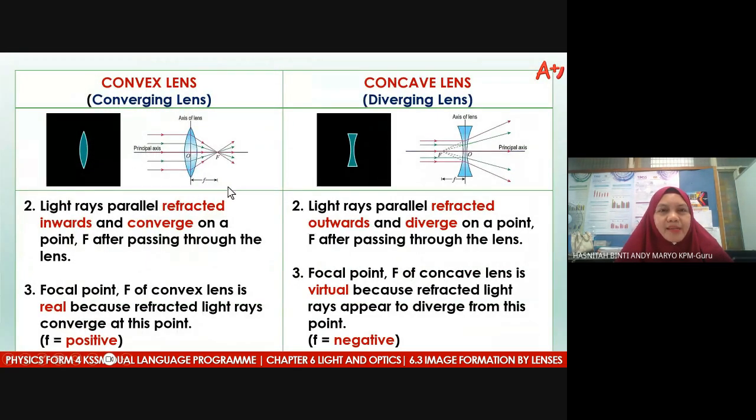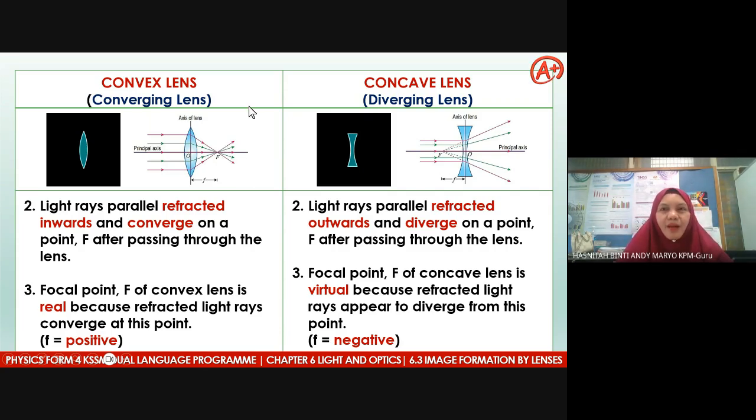This is the ray diagram. What happens to the light rays that travel parallel to the principal axis to a convex lens? After passing through the optical center, they will be converged to a point. Converge means they all will be focused to a point F here. That's why we call a convex lens a converging lens. The light rays will be refracted and focused to one point after passing through the lens. This point F is called the focal point, a point behind the lens.